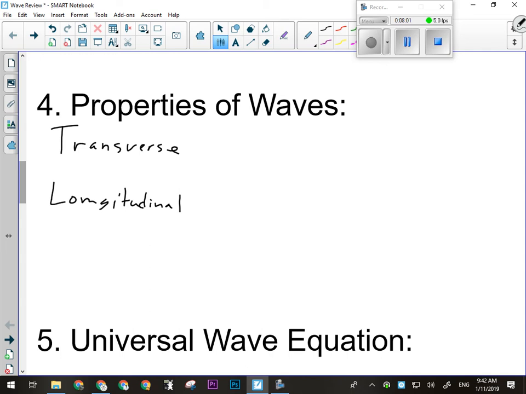Remember, longitudinal waves are compressions and rarefactions. So in a longitudinal wave, the displacement of the medium and the direction of the waves are the same. In a transverse wave, the displacement of the medium is at right angles to the direction the waves are traveling. But in a longitudinal wave, remember that the particle goes back and forth and the waves travel parallel to that.